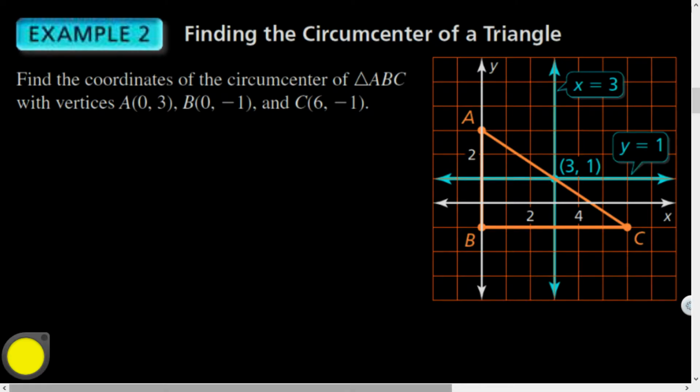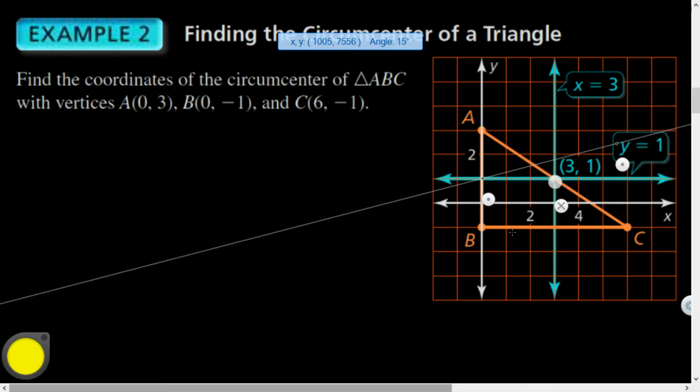So step 1, graph triangle ABC. Done. You guys know how to plot points. Here's our y-axis, by the way, there's our x-axis. So (0, 3) is up 3, (0, -1) is down 1 from the origin, and (6, -1) would have been over 6, down 1. Plot those points, draw your triangle. And it says find the coordinates of the circumcenter. Here it looks as though we're doing it graphically, although we could have found the midpoint.